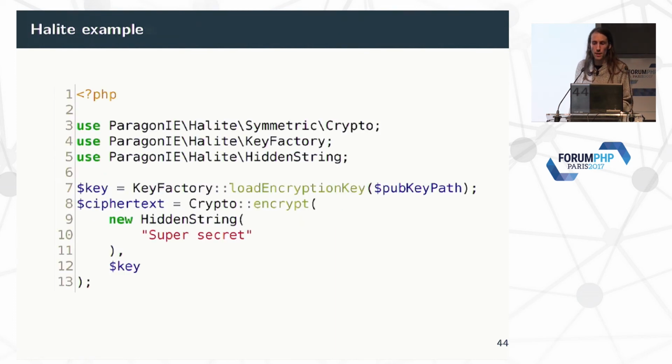You might be wondering why I make this recommendation. This is an example of how you would encrypt some data using a symmetric key using Halite. There's very, very little you can get wrong there. You load an encryption key and you call encrypt on your super secret data. And that's basically all there is to it. It's 12, 13 lines of code, and that makes sure that you get everything right every time.